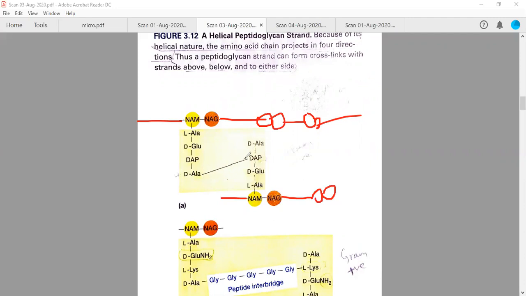But when this cross linking has been taking place, so during this formation of this particular bond, the last D-alanine is removed, and the energy which is released from the breakage of peptide bond is used to make this particular second bond, so that these two chains can be linked to each other.